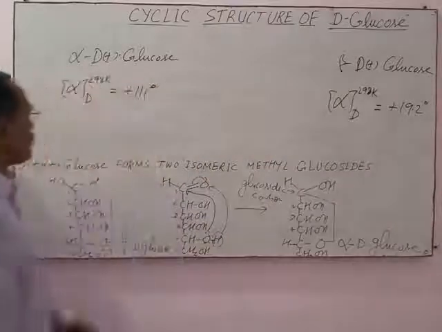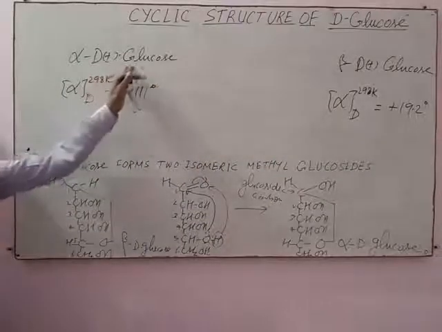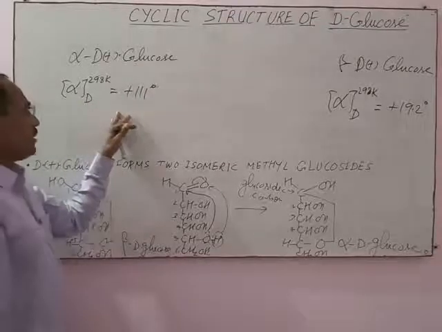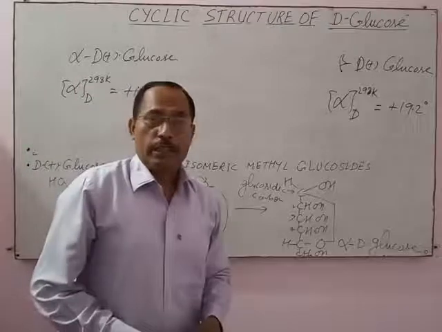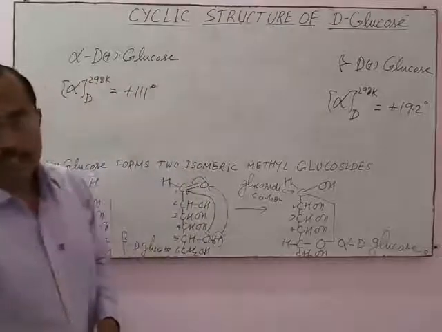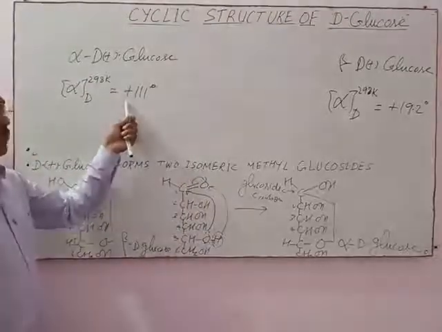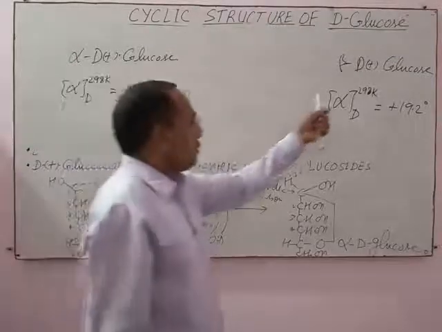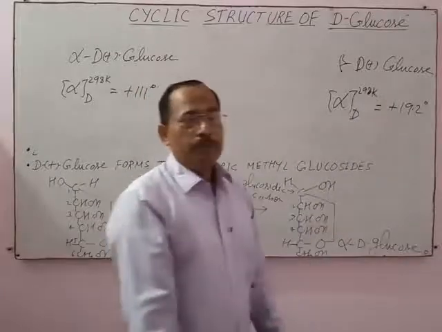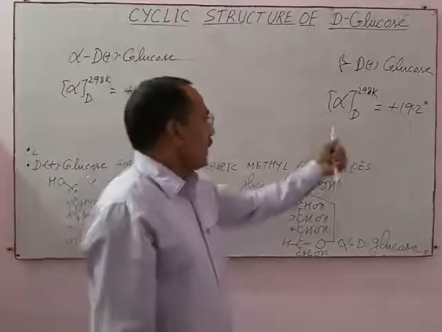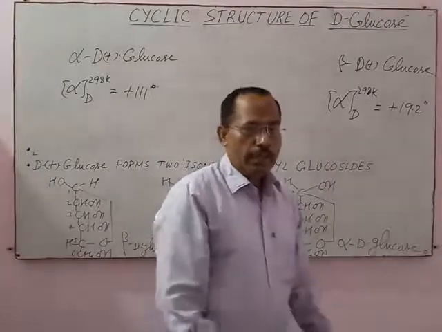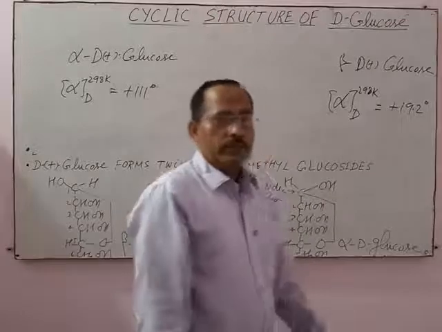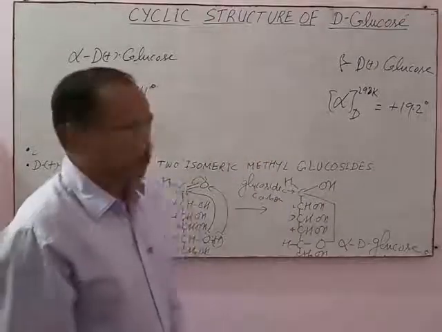It means a freshly prepared aqueous solution of alpha D plus glucose rotates the plane polarized light in the clockwise direction through 111 degrees, and a freshly prepared aqueous solution of beta D glucose rotates the plane polarized light in the clockwise direction by plus 19.2 degrees.